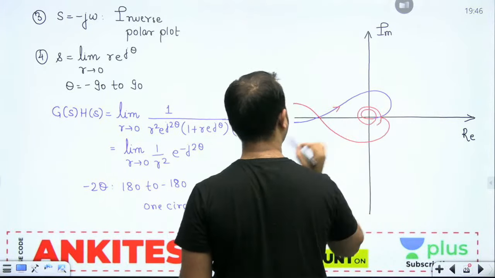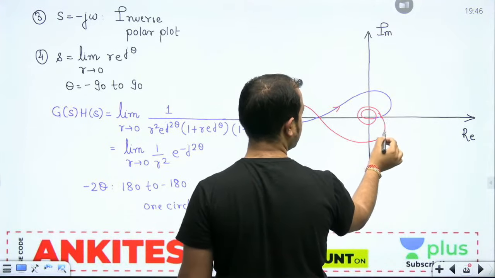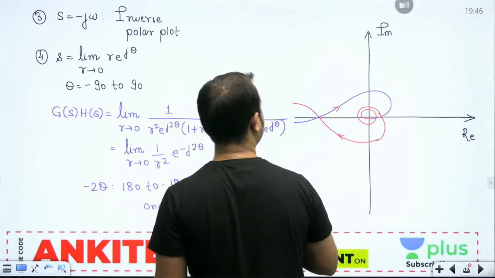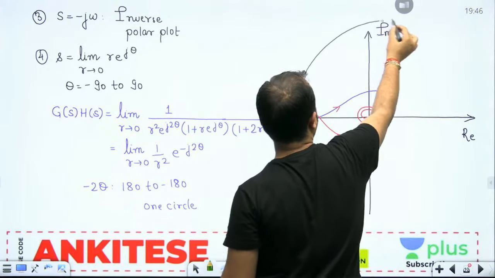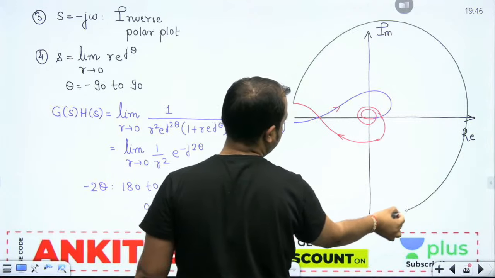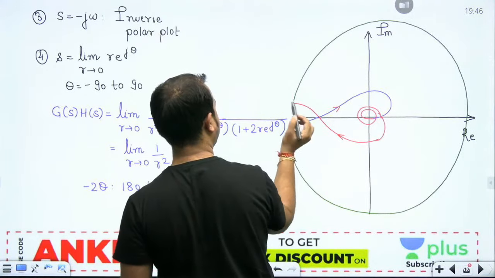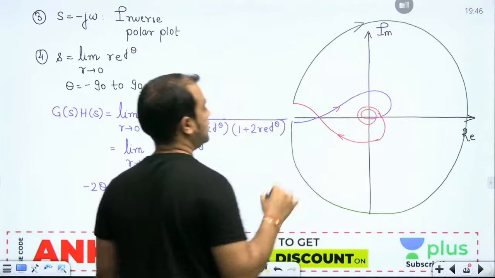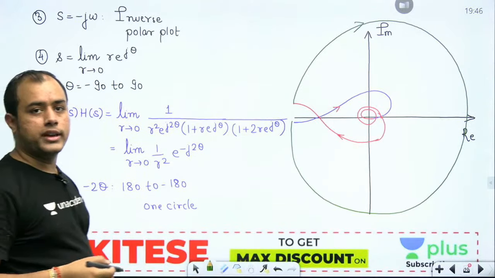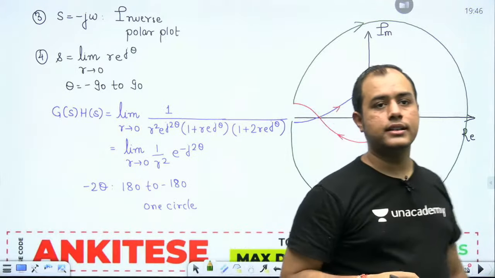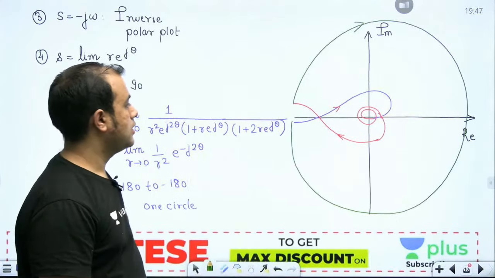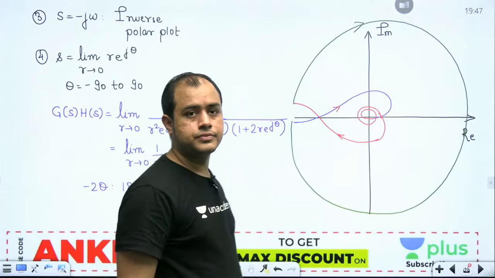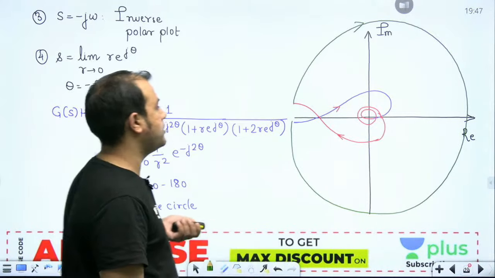Then we will get the inverse polar plot. Then we get an infinite circle like this. This will be your Nyquist plot. Is that clear? This plot is clear to everybody.